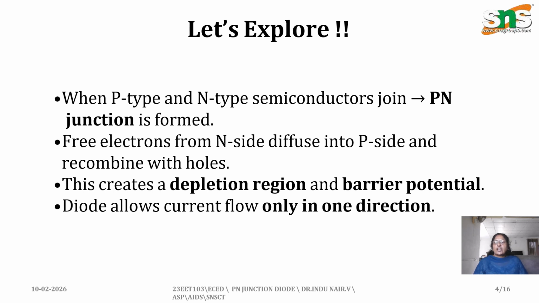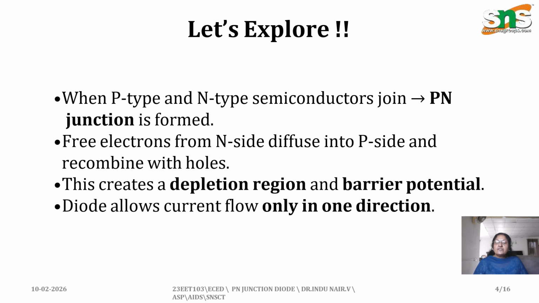A PN junction diode is a two-terminal semiconductor device formed by joining P-type (holes) and N-type (electron) materials, creating a junction with a depletion layer. It acts as a one-way valve, allowing current in forward bias and blocking it in reverse bias. Construction: formed from a single crystal of semiconductor, silicon or germanium, doped with acceptor impurities (P-type) on one side and donor impurities (N-type) on the other side.